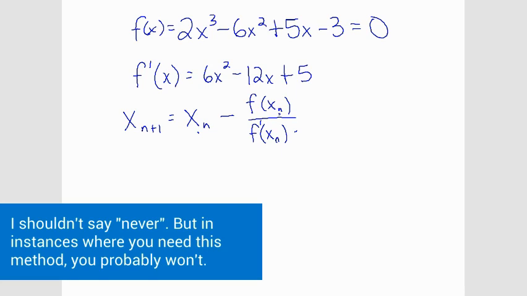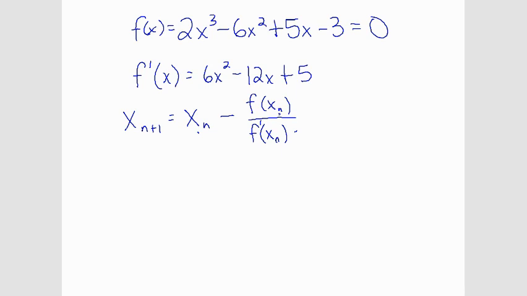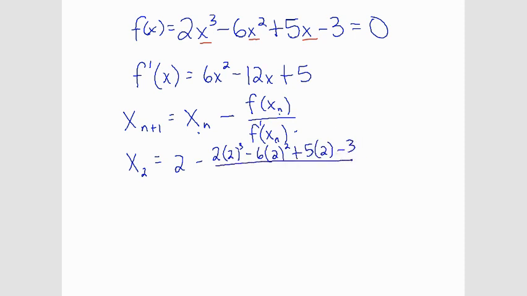All right, so let's just say, if I recall, the real solution to this was at about x equals 2. So let's start with x equals 2. So my second value will be 2 minus, and now I'm plugging in 2 wherever I see x. So this is 2 times 2 cubed minus 6 times 2 squared plus 5 times 2 minus 3, divided by, now we're taking that 2 and plugging it in for x here and here. So that's 6 times 2 squared, minus 12 times 2 plus 5.